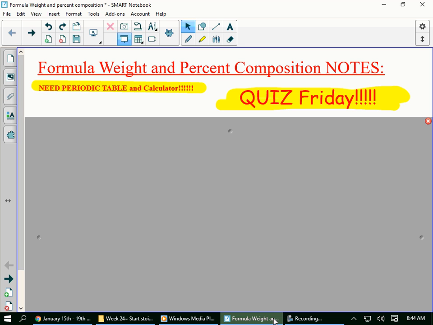So you have your periodic table in front of you. Today we're going to use it for more than just names. Hopefully you guys are getting really good at finding different elements on there, because now you're going to need to be getting their masses, okay? So this is called formula weight and percent composition.